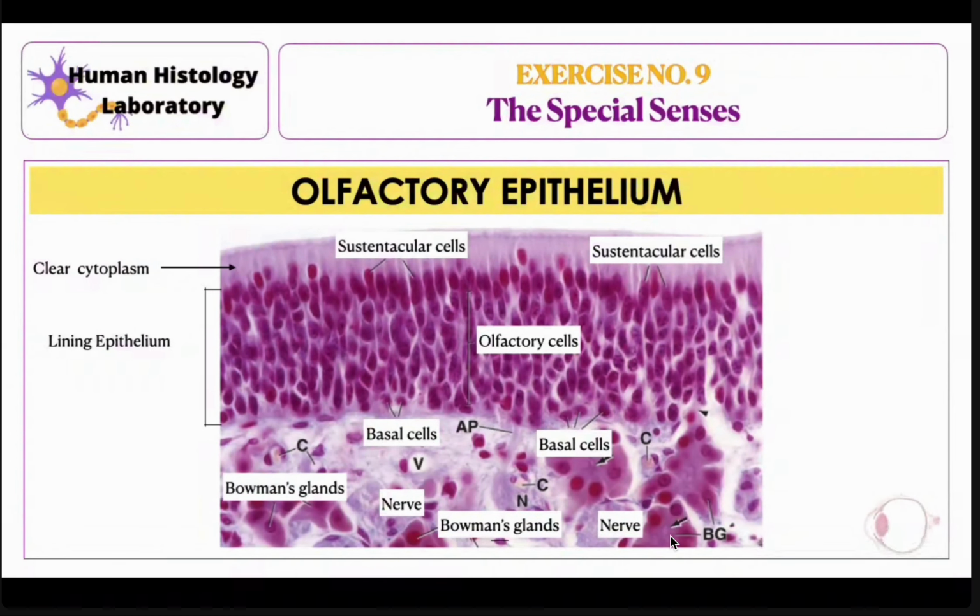In the lamina propria of the olfactory nasal cavity, okay, we find the lamina propria, where we find the Bowman's glands, nerves, some veins, as well as capillaries.